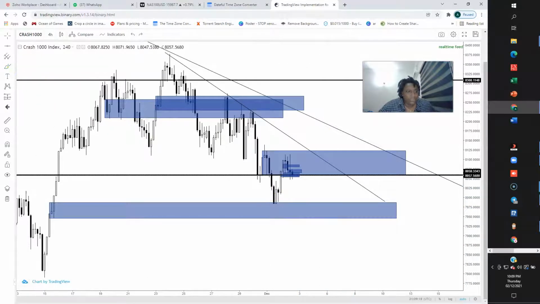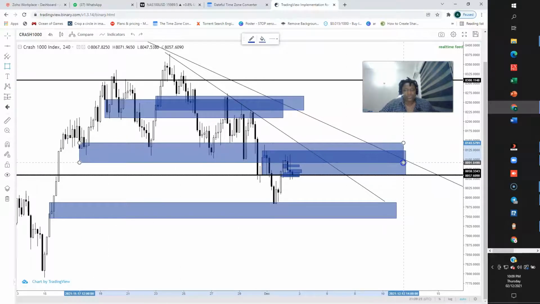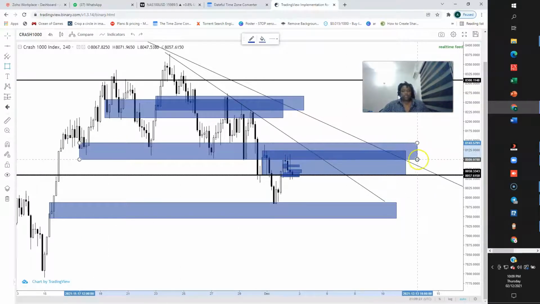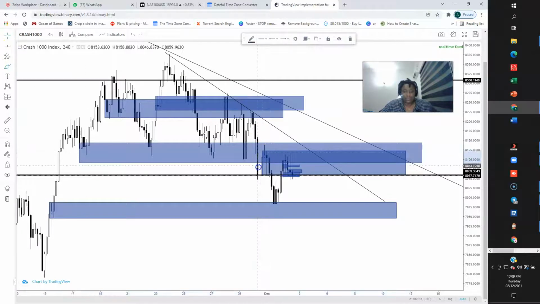So another thing we need to take note of is the fact that we do have here a support area, right? A couple of times price retested this zone and kept on going back up. But we see that this support area has been broken. And we know what happens when a support area has been broken. When it breaks, price goes back up to test that support zone, serving as what? A resistance in this case.